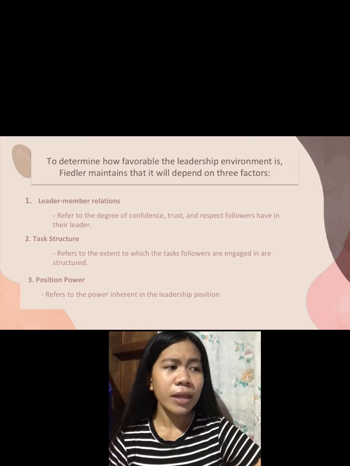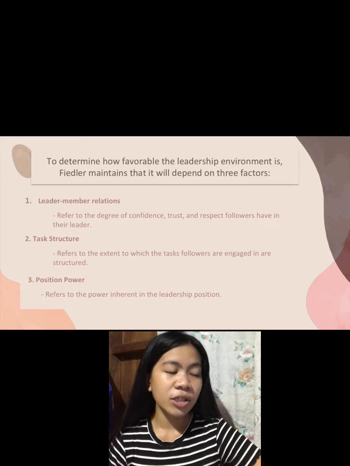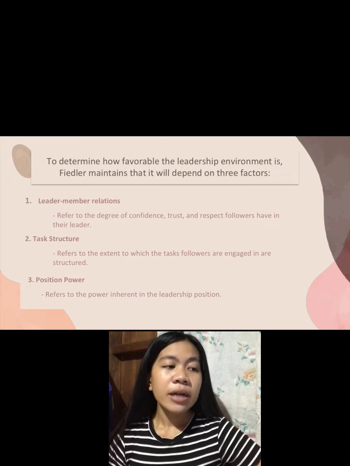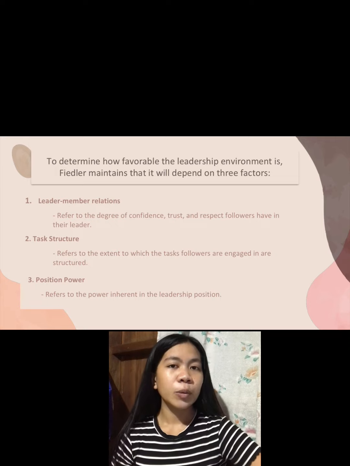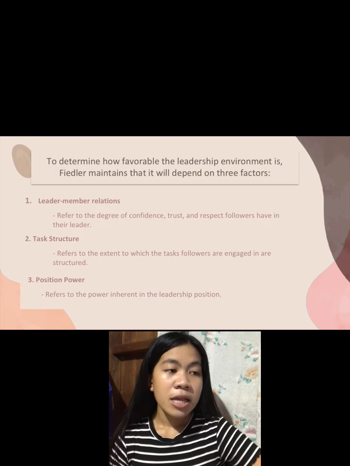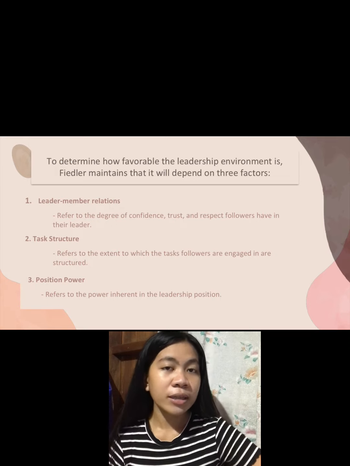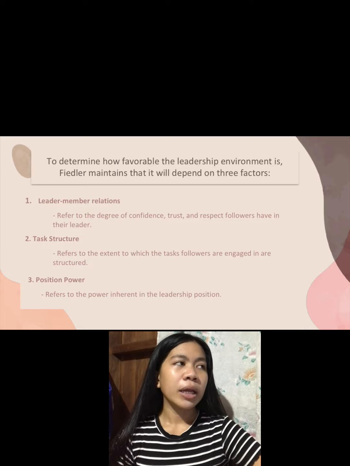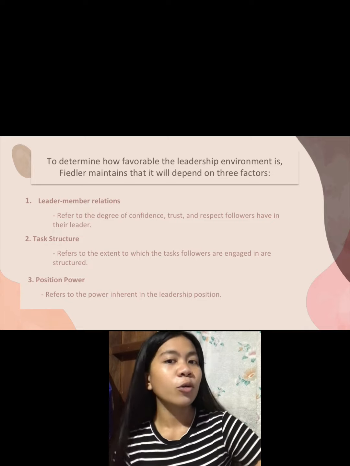The second one is the task structure. It refers to the extent to which the tasks our followers are engaged in are structured. The third one, we have the position power, which refers to the power inherent in the leadership position. Kasi if you are the leader, more likely you will have the authority. So if you don't have the authority already, that means na hindi ka na effective leader. So basically, they will not follow your instructions. They will not be afraid, na hindi i-follow yung mga utos mo. And worse, they will leave the organization.